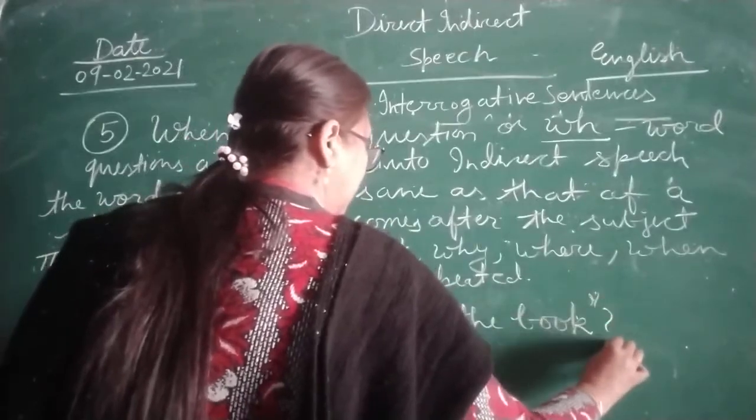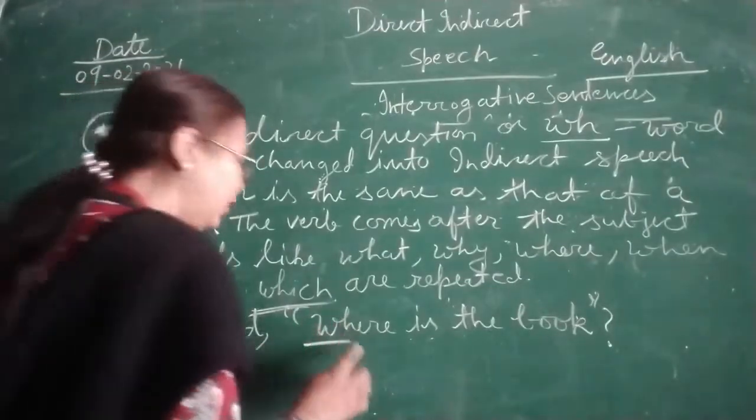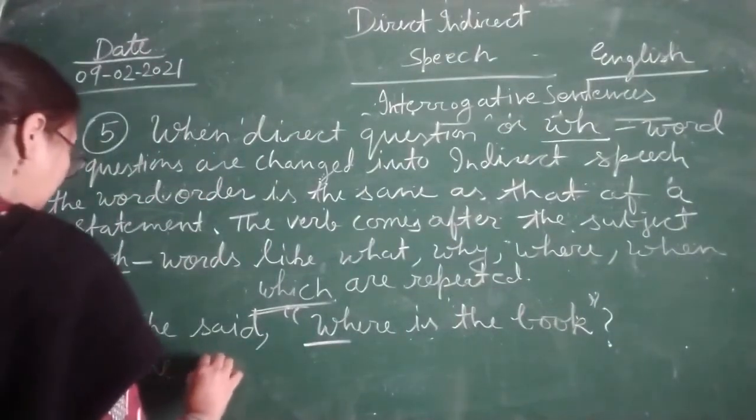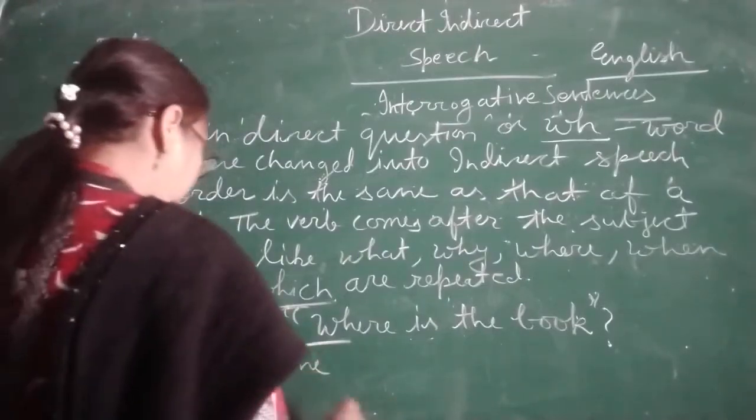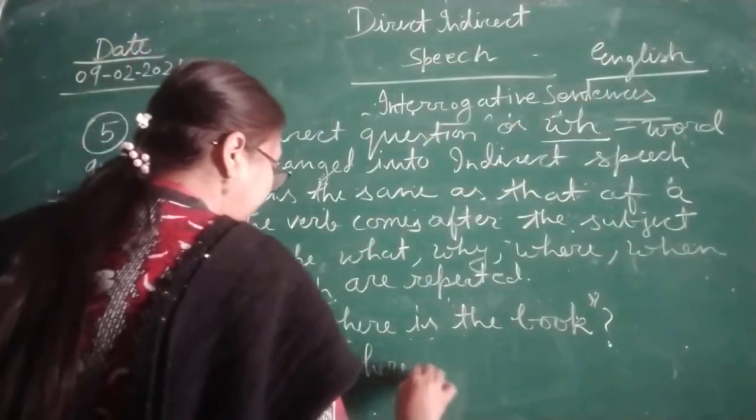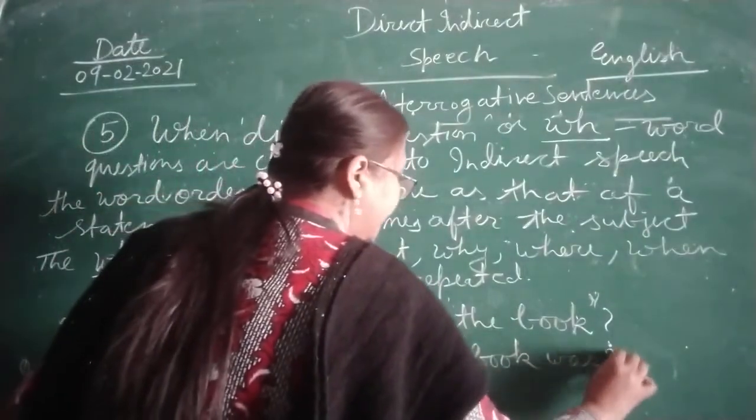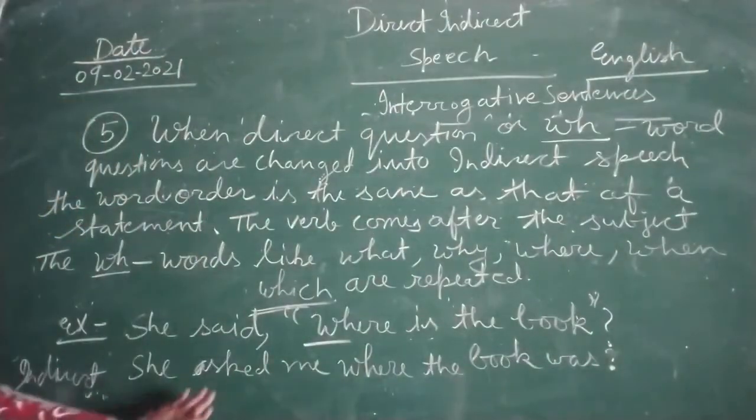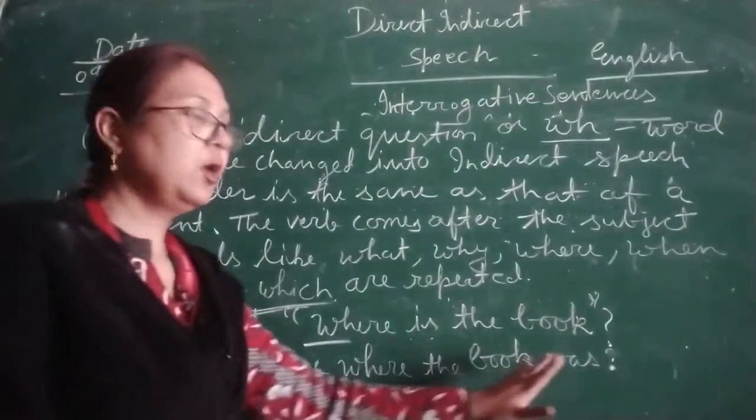So here, this is the question. Now here the question is started with WH. Now what will we do in indirect speech? She asked me where the book was. Nothing changed, but we will write only she asked me where the book was.